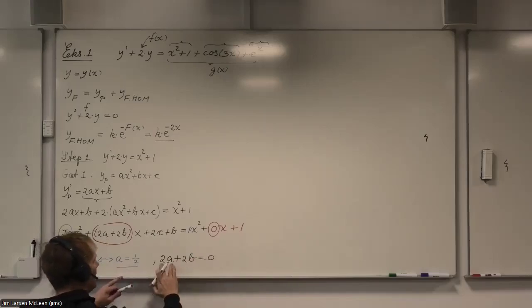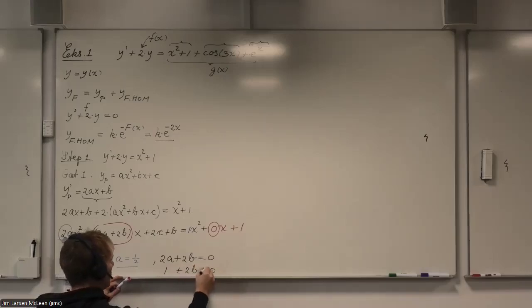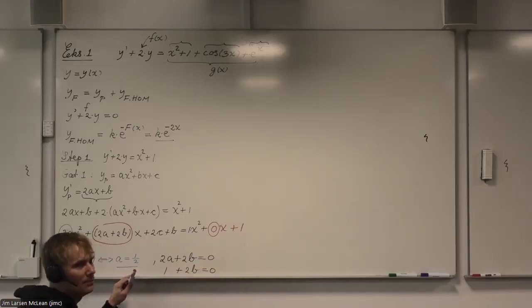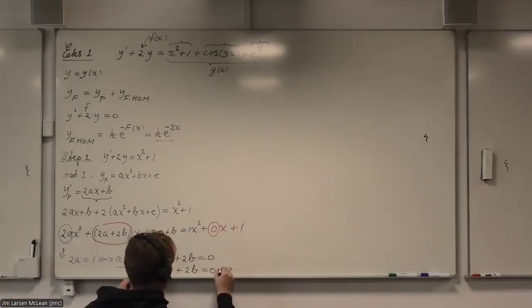So 2 times a is 1, because I already know that a is 1/2. So here it says 1 plus 2b equals 0. Now I can find b, it must be negative 1/2. So here I find that b must be negative 1/2.